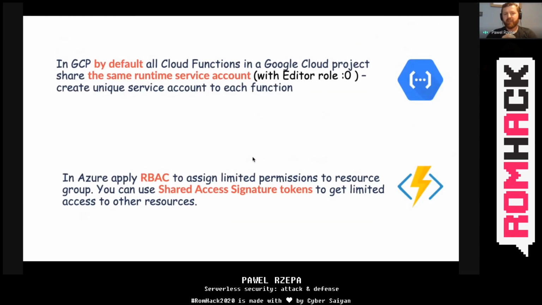In GCP, at least from the security point of view, you have to consider creating a unique service account for each function, because otherwise you are running every function under the editor role. In Azure, the situation is also pretty tough, because if someone is able to compromise one of your functions, the attacker will get the permissions to all the resources in the resource group.